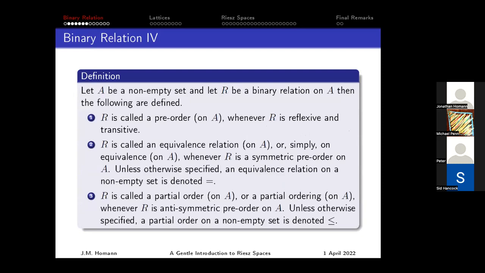Then we'll say that R is called a partial order on A, or a partial ordering on A, whenever R is an anti-symmetric pre-order on A. So that means R is reflexive, R is transitive, and R is anti-symmetric. And we will often denote, and take it as a given, that the standard less than or equals symbol denotes a partial order on A.